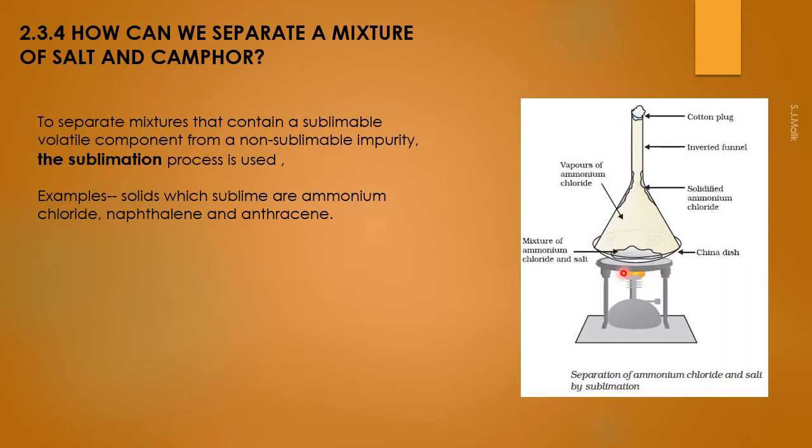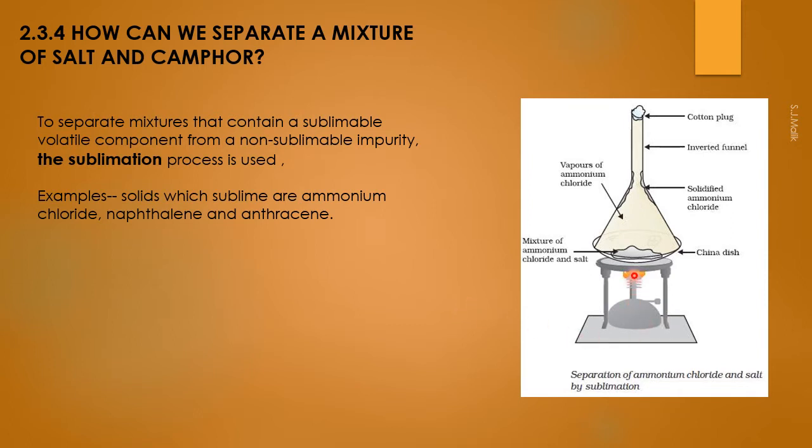So what we'll do is use this method simply. We will take some ammonium chloride or camphor in this china dish. This experiment we have done in chapter 1 also, if you remember. There we were studying about sublimation. At that time we did the same experiment. So to separate such mixtures that contain a sublimable volatile component from a non-sublimable impurity, the sublimation process is used. Ammonium chloride, camphor, naphthalene, anthracene, these are the substances that show sublimation.